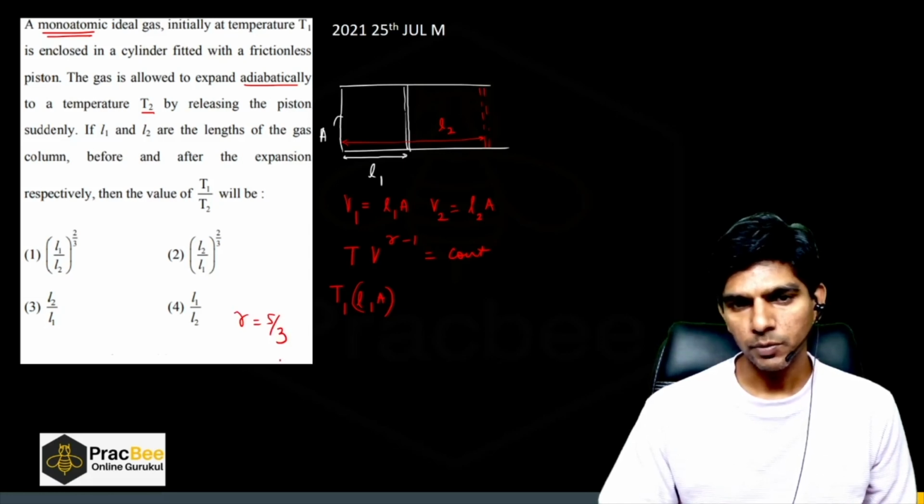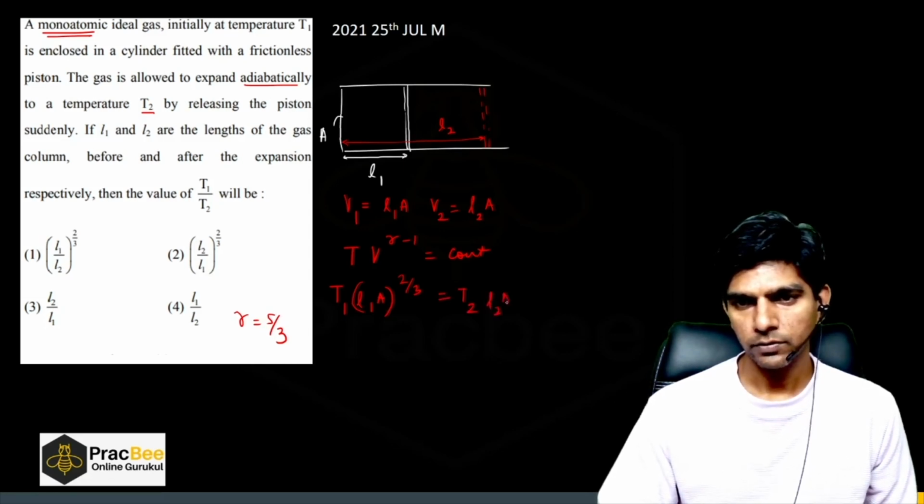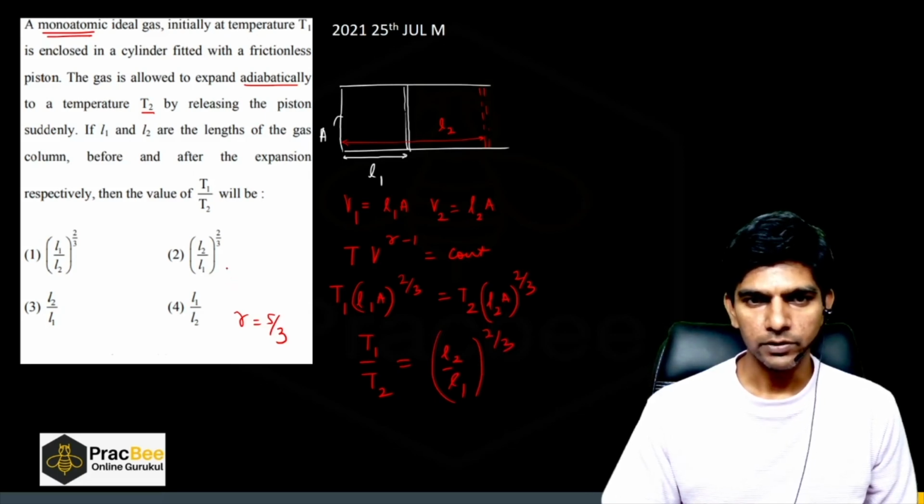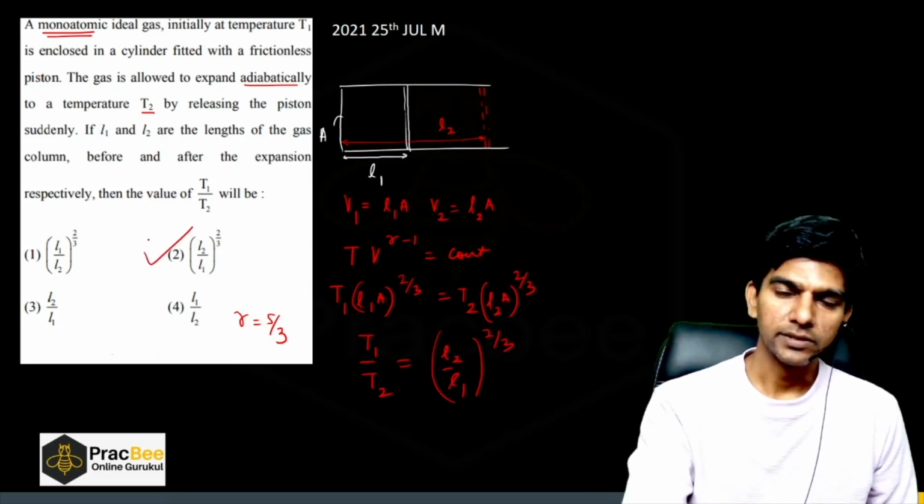So gamma minus 1 will become 2 by 3. So T1 times L1 A raised to power 2 by 3 equals T2 times L2 A raised to power 2 by 3. We have to find T1 by T2, so that will be L2 by L1 raised to power 2 by 3. So option 2 is the right answer.